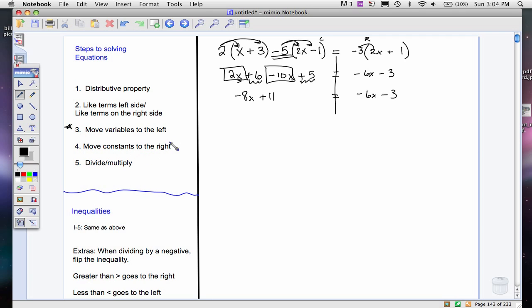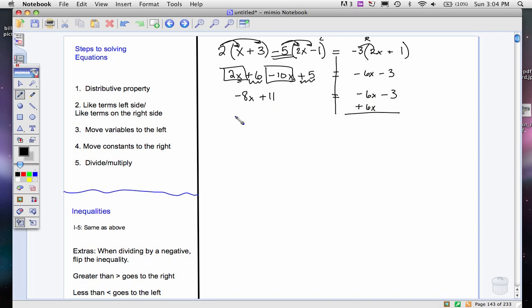Now, if you're looking over here at step 3, this is where we need to move the variables to the left. To get my variables to move to the left side, I need to get rid of them on the right over here. So to get rid of a negative 6x, and it should make sense, you need to add 6x, because the whole purpose is to make this equal 0. Negative 6 plus 6 is 0, makes these go away.